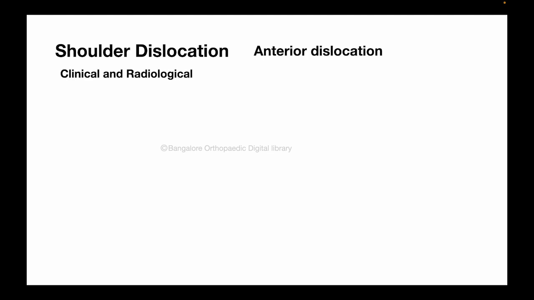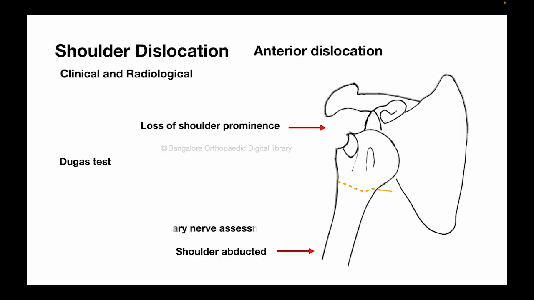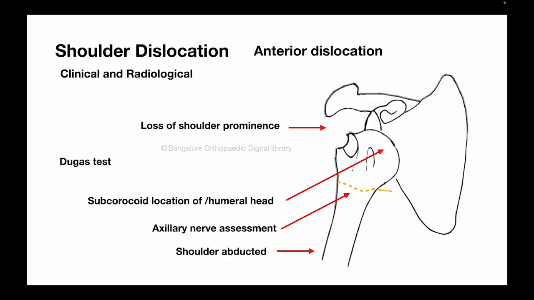Clinically, the arm is abducted and supported with the other hand. There is loss of shoulder contour, and the patient will be unable to touch the top of the opposite shoulder, and this is called Dugas' test. Sensation over the regimental badge area needs to be checked to assess the axillary nerve functioning. On an X-ray, anterior location of the humeral head and the Hill-Sachs lesion may be noted.